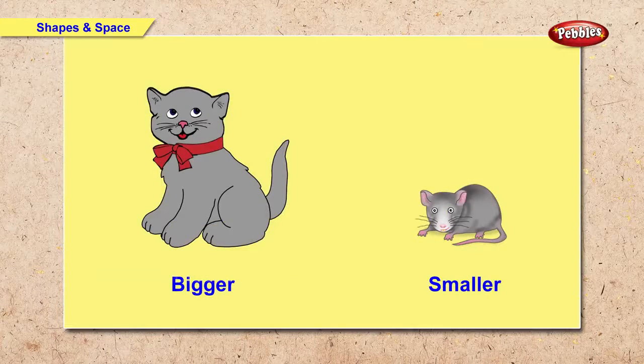Now we have a cat and a mouse. Which is the bigger animal? Cat or mouse? Come on, tell me fast. Right. This cat is bigger and this mouse is smaller.